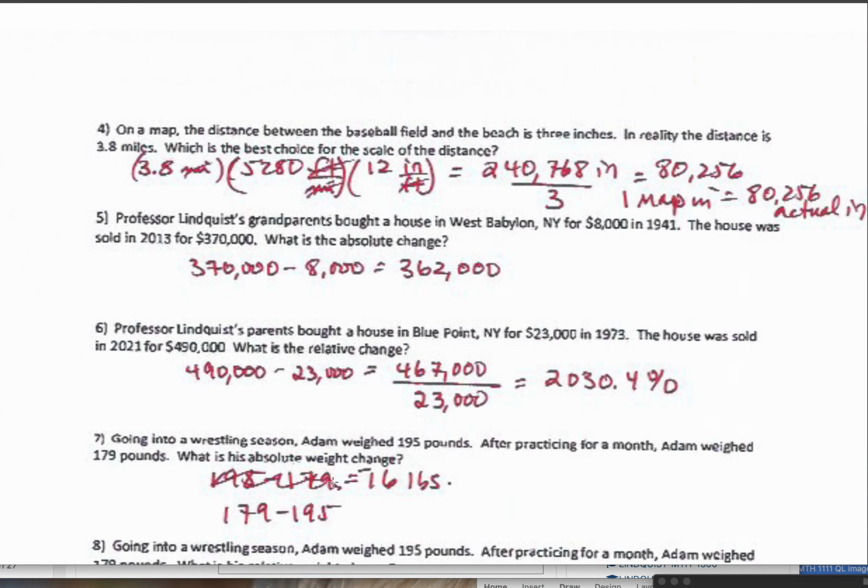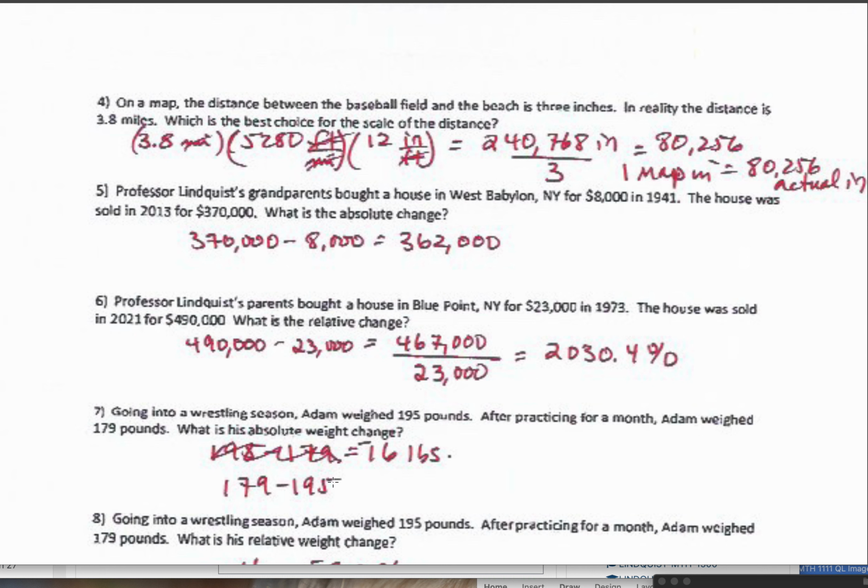Next up, on a map, the distance between the baseball field and the softball field is 3 inches. In reality, the distance is 3.8 miles. Which is the best choice? There is a really good advantage to doing questions like this when you say, okay, let's get rid of these denominators, because this is a multiple operation situation. So it's 3.8 miles times 5,280 feet per mile times 12 inches per foot. And then the feet cancel each other out, the miles cancel each other out, or go die-die, or get abducted by aliens, or whatever you want to say. And the only thing you're left with is inches. And that's what you're looking for in the problem.